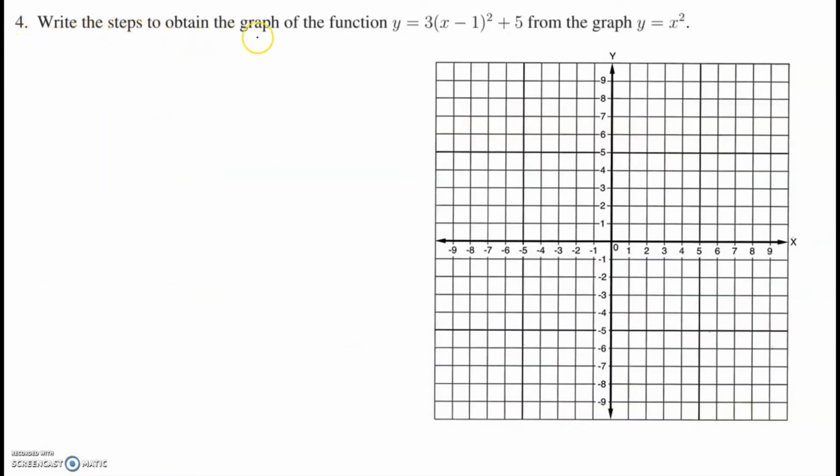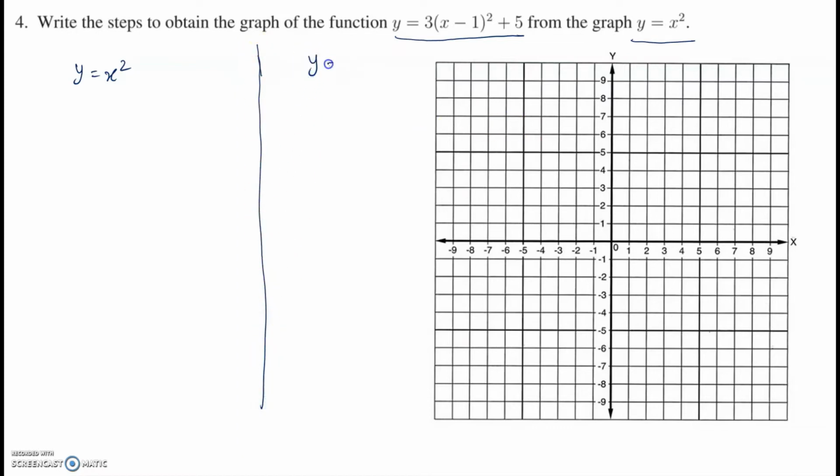Question number 4. Write the steps to obtain the graph of the function y is equal to 3 times x minus 1 the whole squared plus 5 from the graph y is equal to x squared. So what they want you to do is, from the graph y is equal to x squared, they are expecting you to derive this graph. So let me just give you a rough work of what's happening here.